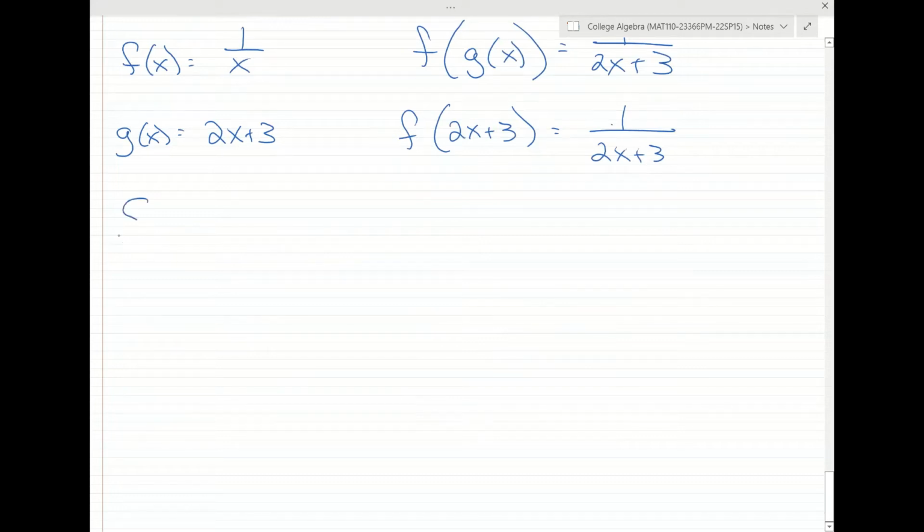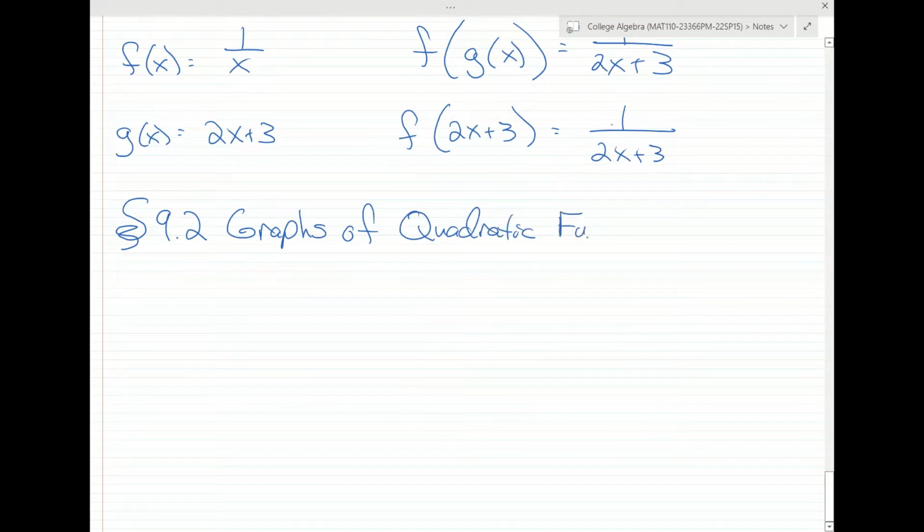Section 9.2. That's called graphs of quadratic functions.